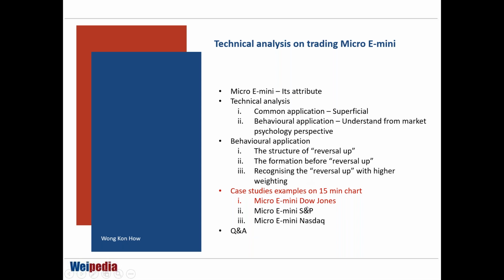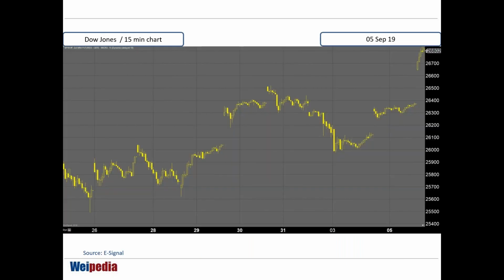Now, case study number 1, we will look at the Micro E-mini Dow Jones on the 15 minutes chart. Again, this concept I'm sharing with you applies to all time frames, but I just want to keep a good perspective, very focused on reversing up. 15 minutes could represent an intraday trade, or a position between 2 days to perhaps a week. So this is a 15 minutes Dow Jones.